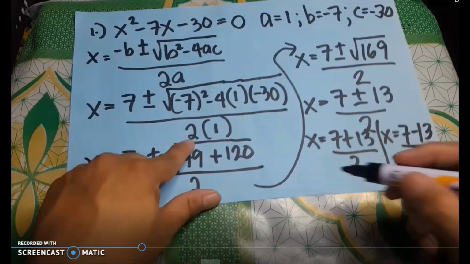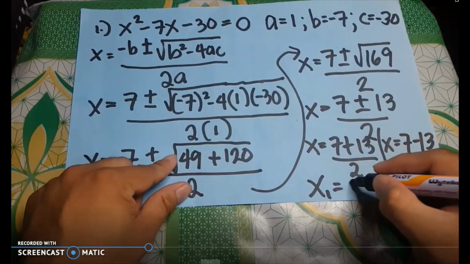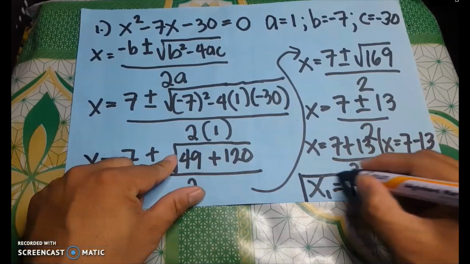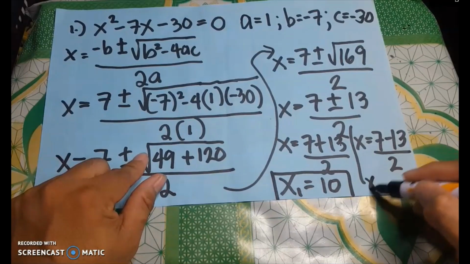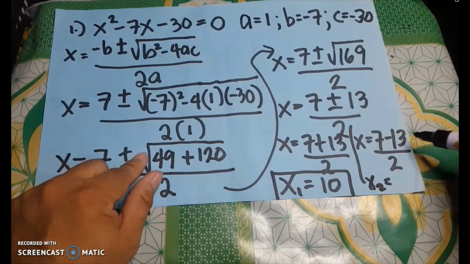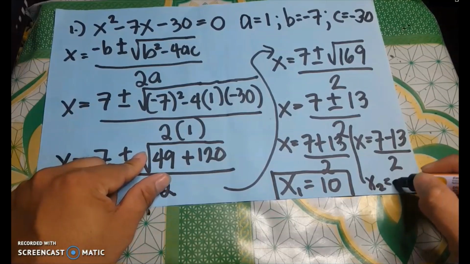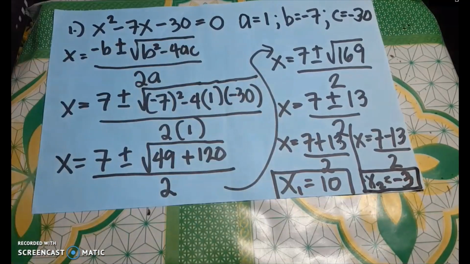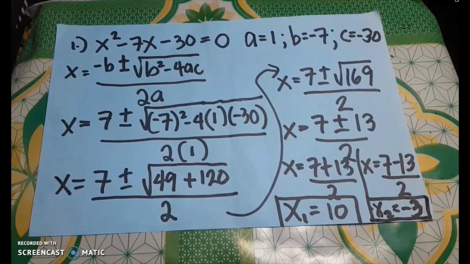So solve for the values of the variables. We do have x sub 1, which is equal to 7 plus 13. That is 20. Then divide by 2, we come up with 10. That would be the first solution, or the x sub 1. Then for the right side of the equation, for x sub 2, that would be 7 minus 13, we come up with negative 6. So negative 6 divided by 2, that would be negative 3. So the second solution is negative 3. So therefore, we can say that the solutions to the given quadratic equation na x squared minus 7x minus 30 is equal to 0 are positive 10 and negative 3.